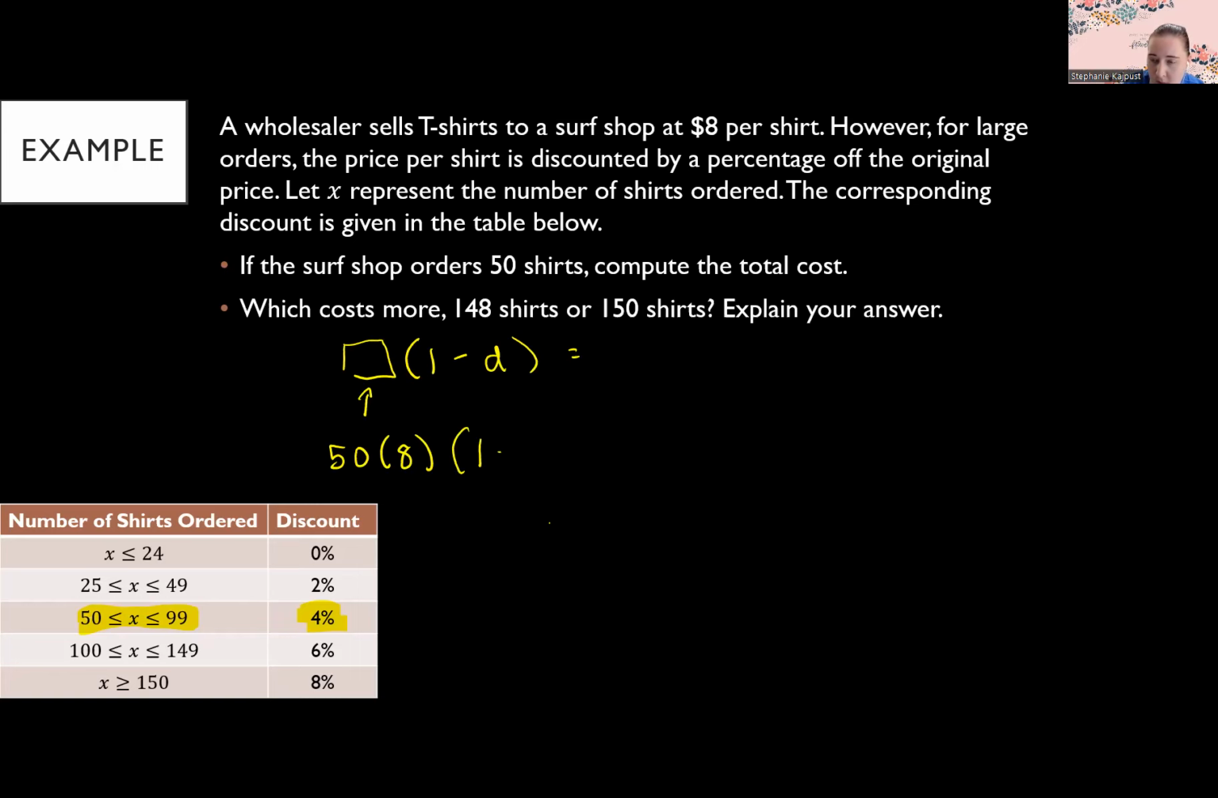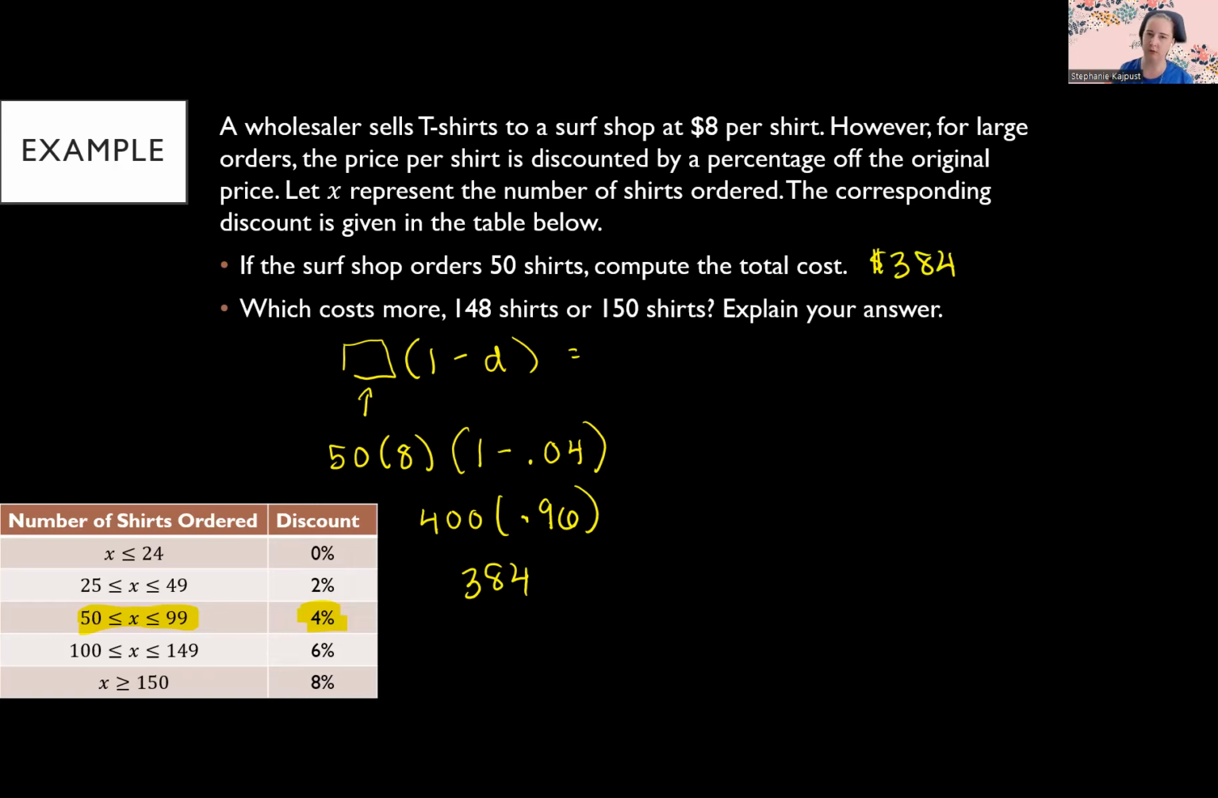And then we're multiplying by 1 minus the discount, which is a 4% discount, and we always subtract. We do the decimal version, so 4% would be 0.04. So that is our formula to compute the total cost. So 50 times 8 is 400. Then I can do 1 minus 0.04, which is 0.96, and then multiply those together: 384. So the total cost for 50 shirts is 384.